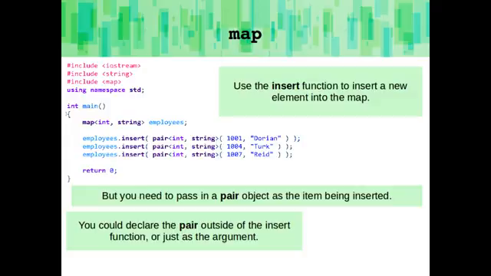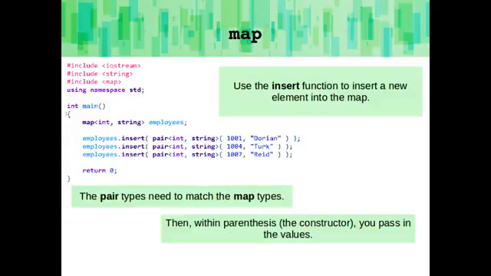Use the insert function to insert a new element into the map. But you need to pass in a pair object as the item being inserted. You could declare the pair outside of the insert function, or just pass it in as an argument. The pair types need to match the map types. Then, within the parentheses, this is the constructor, you pass in the values.